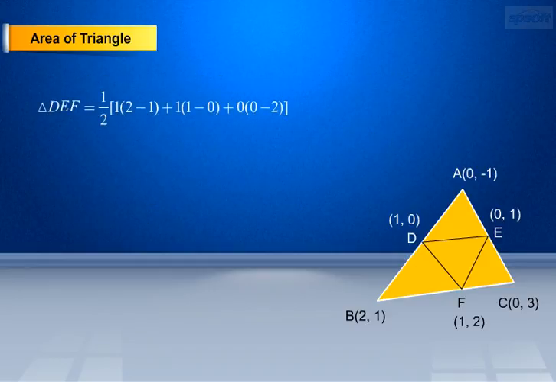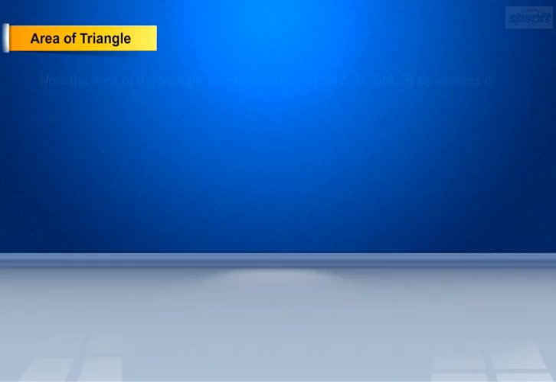Area of triangle DEF equals 1 divided by 2 into [1 into (2 minus 1) plus 1 into (1 minus 0) plus 0 into (0 minus 2)]. This implies that equals 1 divided by 2 into (1 plus 1 plus 0). This implies that equals 2 divided by 2. This is equal to 1 unit.